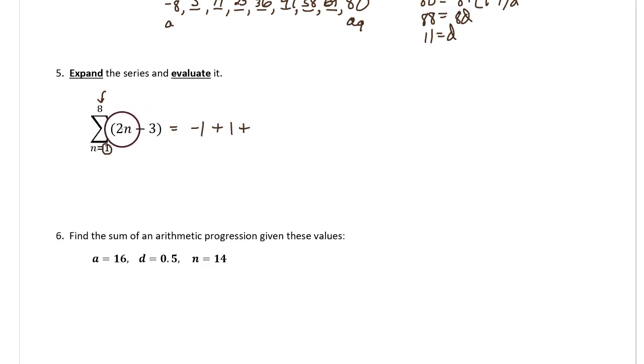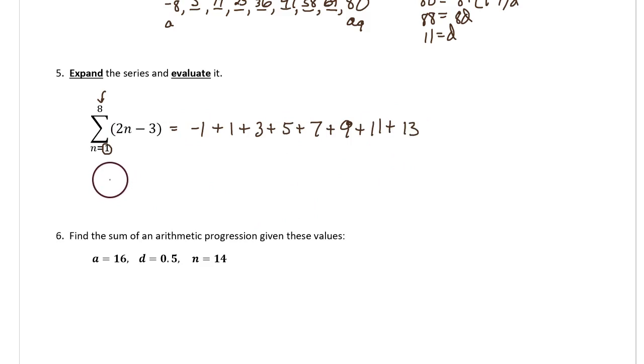Now fill in a 3. 2 times 3 is 6, minus 3 is 3. Now fill in a 4. 2 times 4 is 8, minus 3 is 5. Now fill in a 5. 2 times 5 is 10, minus 3 is 7. Now fill in a 6. 2 times 6 is 12, minus 3 is 9. Now fill in 7. 2 times 7 is 14, minus 3 is 11. And now fill in 8. 2 times 8 is 16, minus 3 is 13.